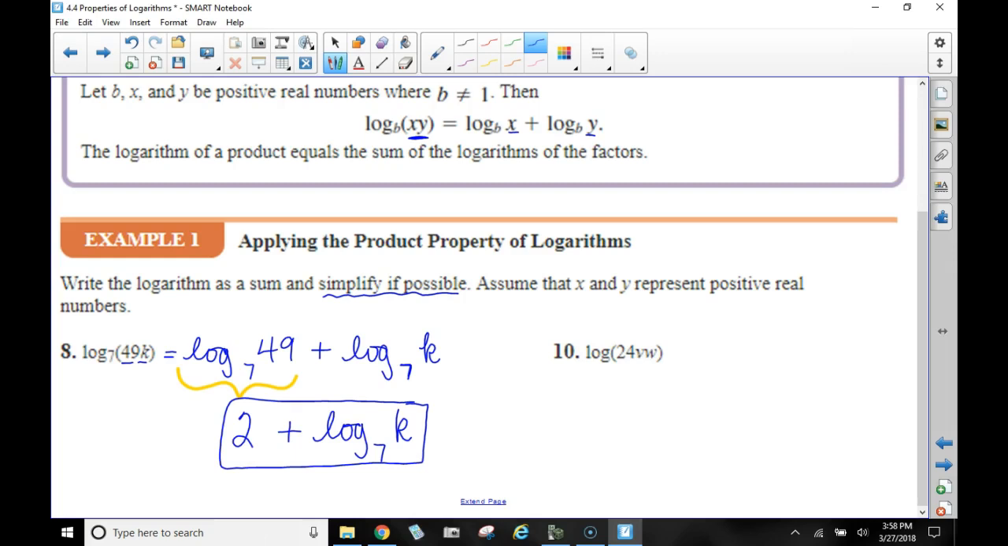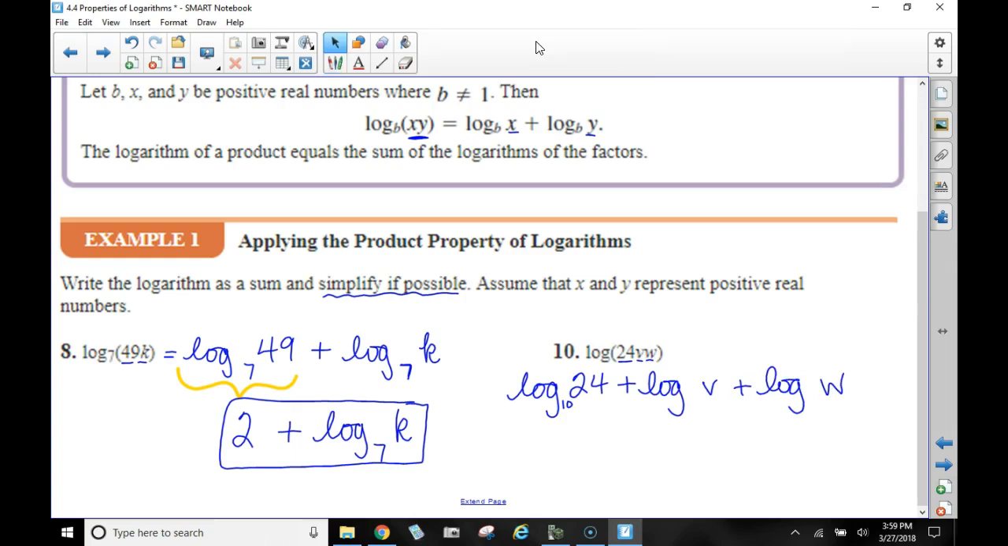Okay, let's try this one. I have a factor of 24, a factor of v, and a factor of w. This is going to break down into 3 terms. We're going to have the log of 24. Now, this is understood to be with base 10. I might want to scratch that in there. I don't know. It's not necessary. Added to the log of v, understood to be with base 10. Added to the log of w, understood to be base 10.